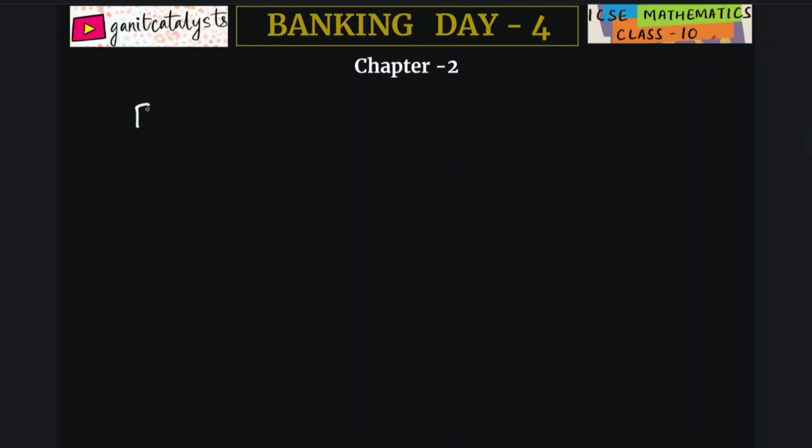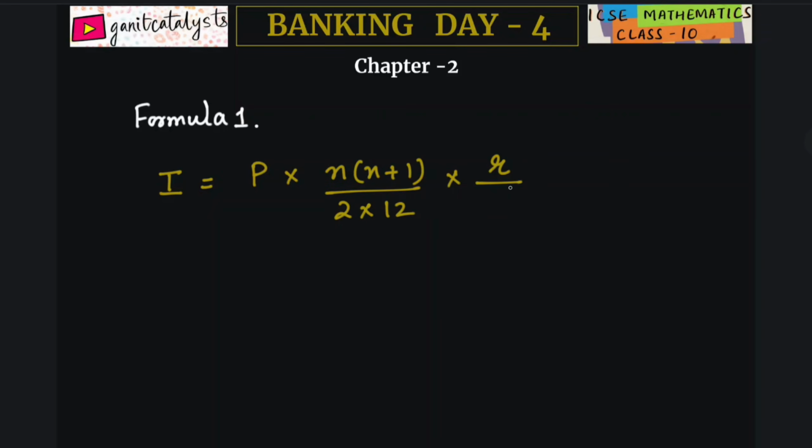Now here is formula 1. Interest is denoted by I is equal to P into N into N plus 1 by 2 into 1 by 12 into R by 100. Or you can simplify it: P N into N plus 1 into R upon 2400. So this is the first formula. Here we used the sum of natural numbers formula, N into N plus 1 by 2, which is adjusted for a 12-month year. Hence, you deposit money gradually.